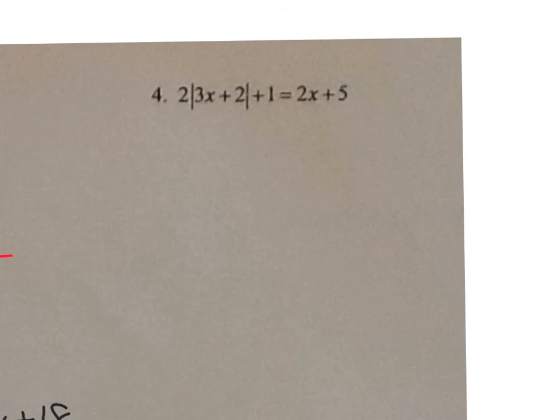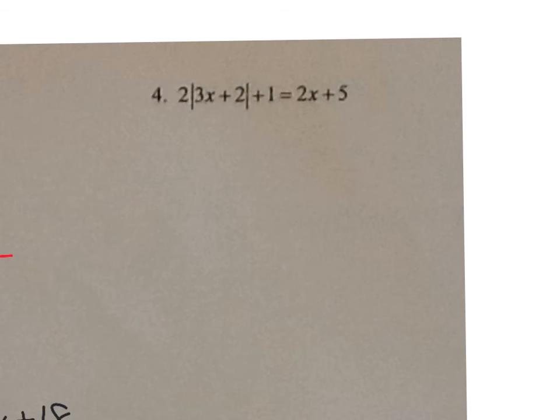All right, we got one more to practice. This is kind of like all of them put together. So if you understand this one, you're pretty good to go. I notice I have 2 on the outside of the absolute value. That means 2 times, because there's no operation in between the 2 and the bar. So remember that means times. The absolute value of 3x plus 2 plus 1 equals 2x plus 5. So we are definitely not isolated here.